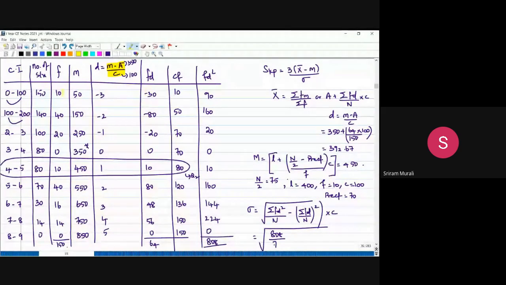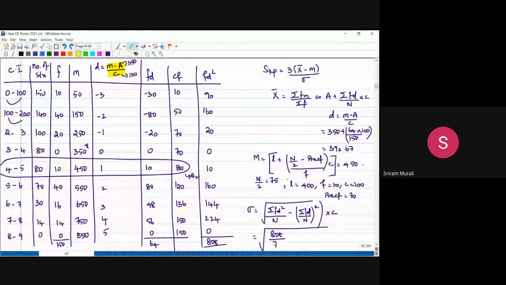F into D means just multiply these two. When you multiply, you get this. Minus 30, minus 80. Add everything, you will get 64. So A is 350 plus sigma FD by total frequency. Sigma FD is 64, divided by total frequency 115, times the length of the class interval, 100. So I get 392.67.